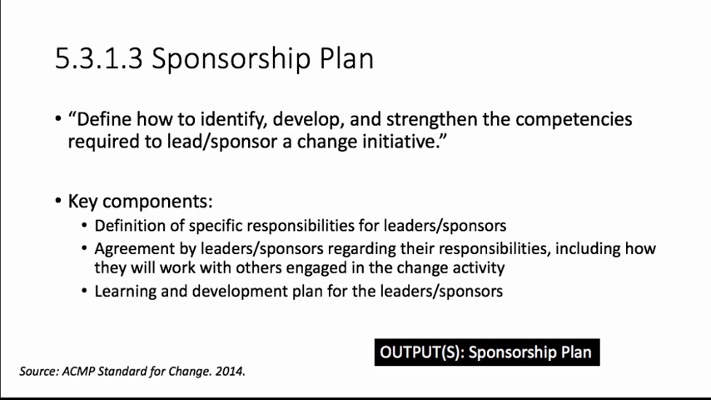Key components of a sponsorship plan include definition of specific responsibilities for leaders and sponsors, agreement by leaders and sponsors regarding their responsibilities, including how they will work with others engaged in change activity, learning and development plan for the leaders and sponsors. Inputs include sponsorship strategy, sponsorship alignment assessment, stakeholder analysis, and sponsor assessment. Outputs include a sponsorship plan.